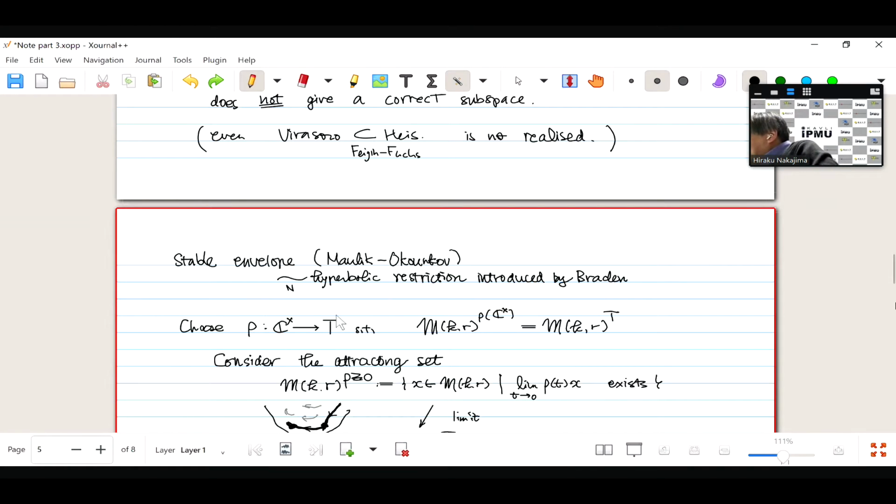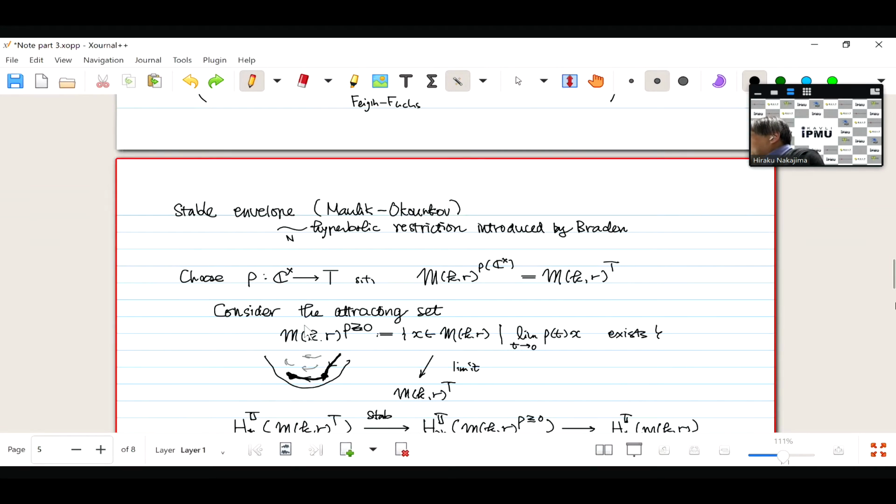So anyway, I choose such a one-parameter subgroup and consider the attracting set. And this is a crucial point. This attracting set is a Lagrangian subvariety in a product of the whole space and the fixed point set. This attracting set is a natural object to consider.